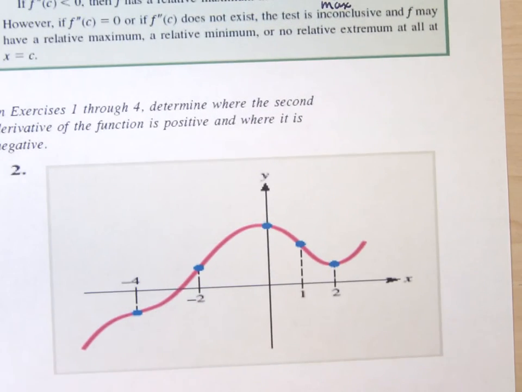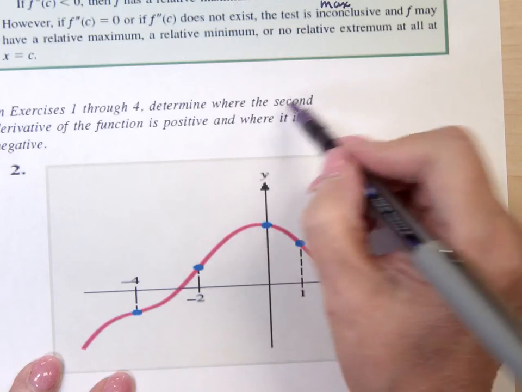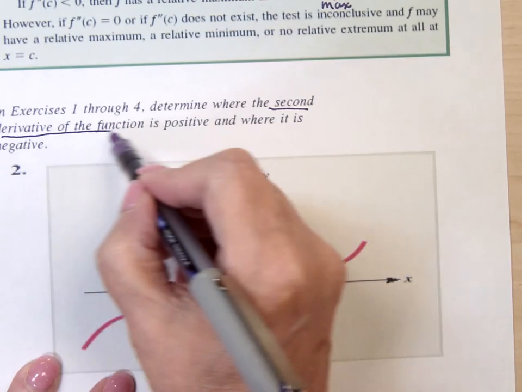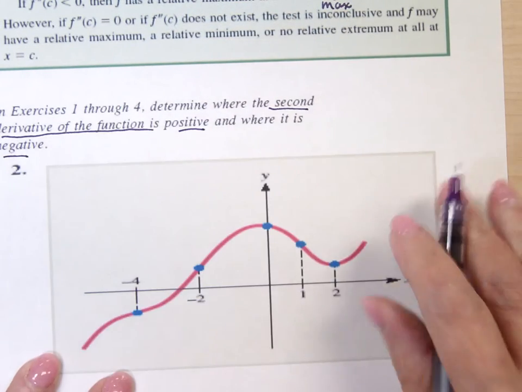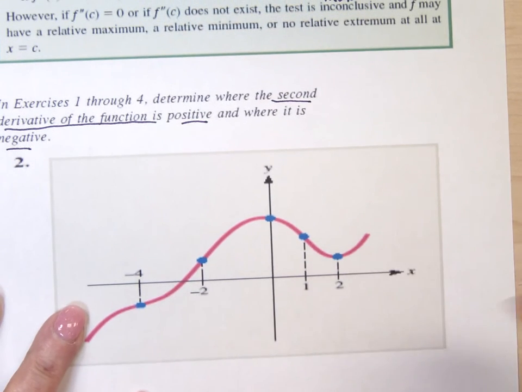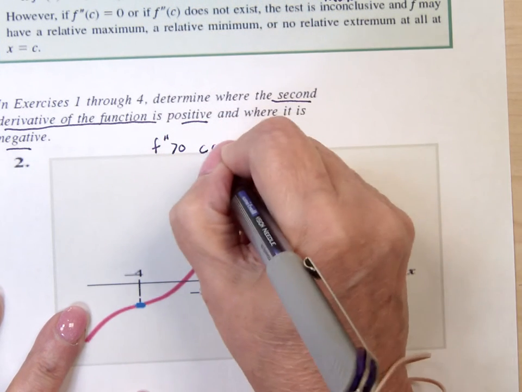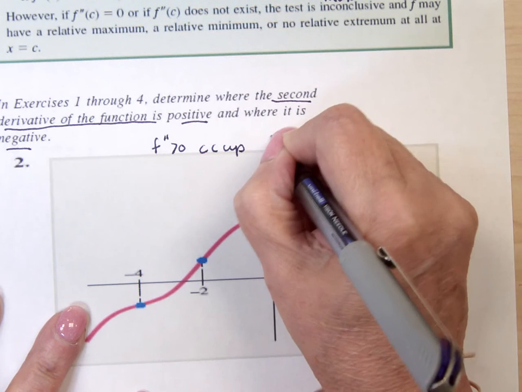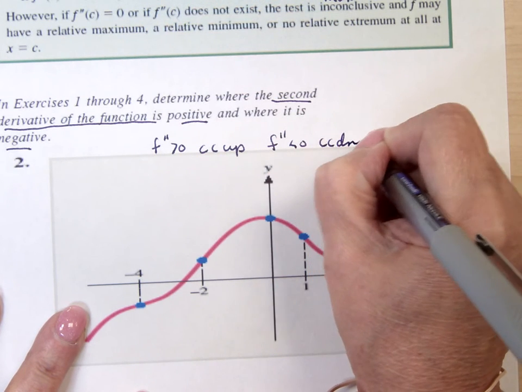From a graph. In exercises 1 through 4, determine where the second derivative of the function is positive and where it is negative. Now, second derivative, positive, concave up. Second derivative, negative, concave down.